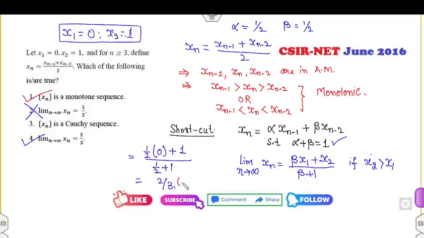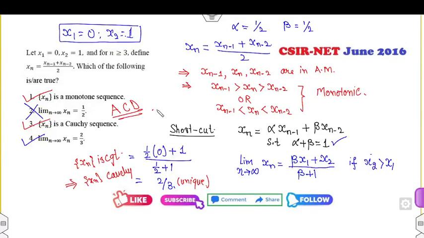Fine. Now since the limit is unique, that means the sequence is convergent. Once the sequence is convergent on the real numbers, then xn is also Cauchy, because on the reals we can see both are the same. So the correct options are A, C, D, the right answer of this problem.